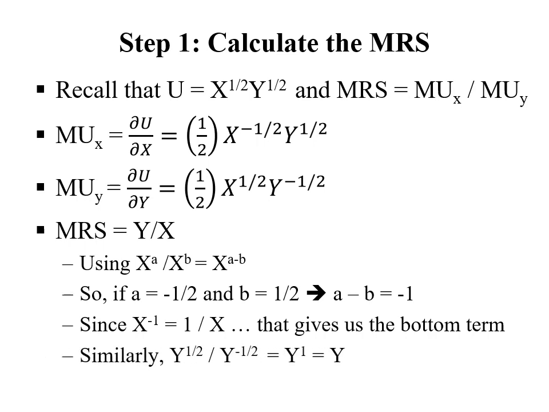Doing the same for the y term, we have y to the 1/2 divided by y to the negative 1/2, so the exponents are 1/2 minus a negative 1/2, which is the same as 1/2 plus 1/2, which gives us y to the first power, which gives us the top term.